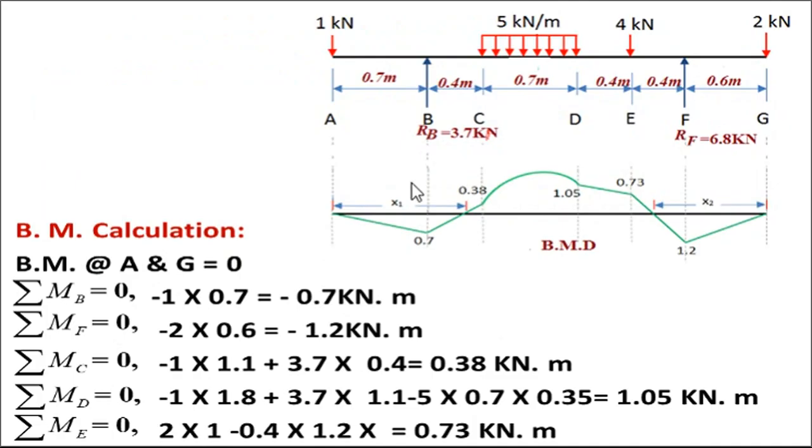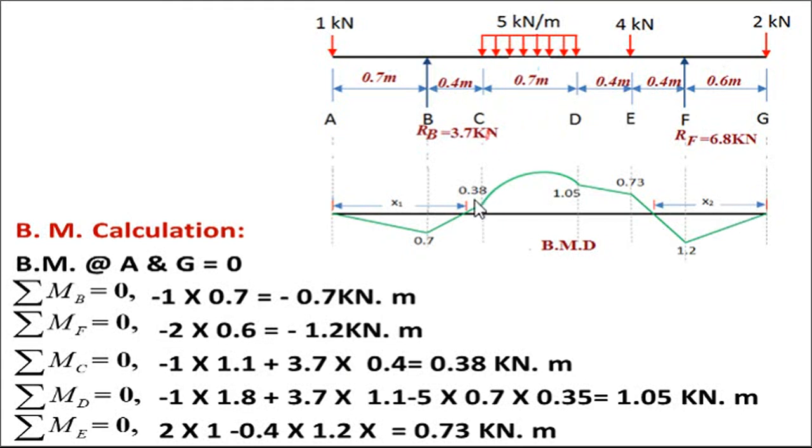So here this bending moment is drawn at various points of this beam. At the extreme end there is zero bending moment. You can show at B there is a minus 0.7 below the horizontal line. At C there is a 0.38 above the line. At D there is a 1.05 above. At E there is a 0.73 above the horizontal line. At F there is a minus 1.2, it is below.